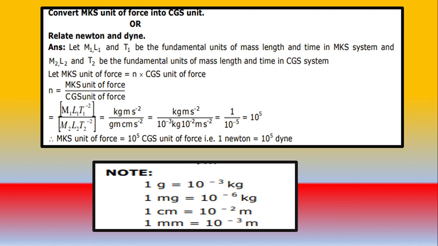Similarly, the CGS gram centimeter per second square can be written in the SI or MKS system as 10 to the power of minus 3 kg, 10 to the power of minus 2 meter, and second to the power of minus 2. We get 10 to the power of 5. So the MKS unit of force, 1 Newton, is equal to 10 to the power of 5 CGS units, that is dyne. So we have derived it.